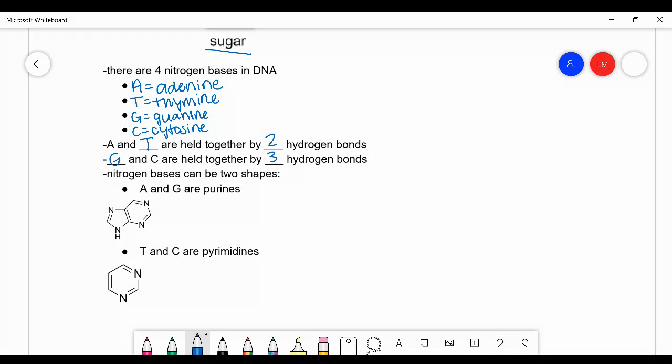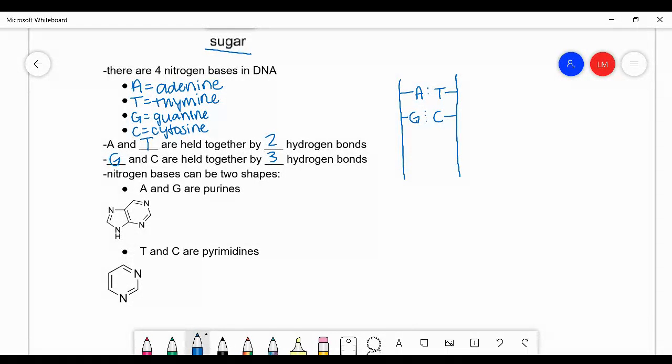So I'm going to draw over here to the side kind of an untwisted ladder type shape. So if these are the outsides, that's my sugar and phosphate. On the inside, we'll have A and T across from each other that are held together by 2 hydrogen bonds. That's what that dot is. And then G and C are held together by 3 hydrogen bonds. So again, if we untwisted that double helix, that's what we would see in a very basic sort of way.